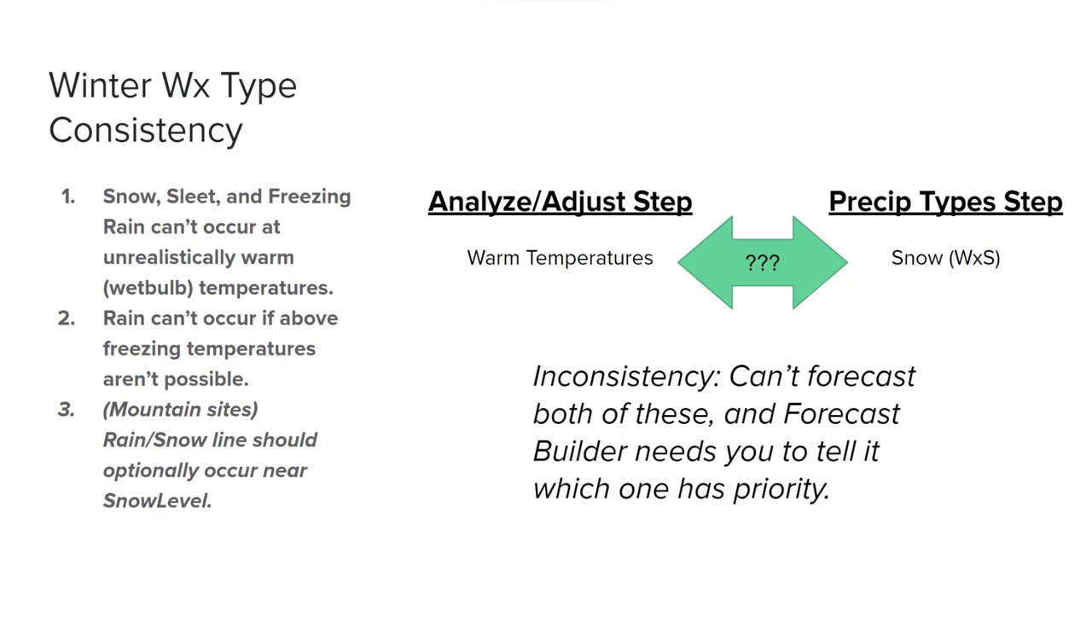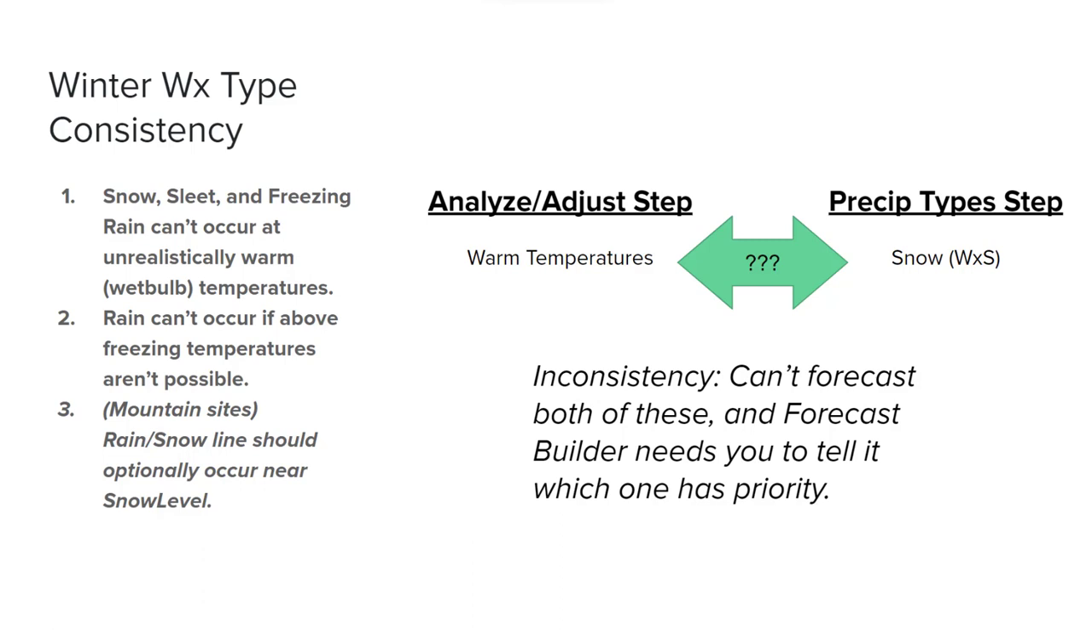Snow, sleet, and freezing rain can occur at unrealistically warm temperatures or warm wet bulb temperatures. You can't forecast snow at 55 degrees. Likewise, rain can't occur if you don't have above freezing temperatures possible. And for mountain sites, consistency between rain and snow line and snow level is also usually desired.